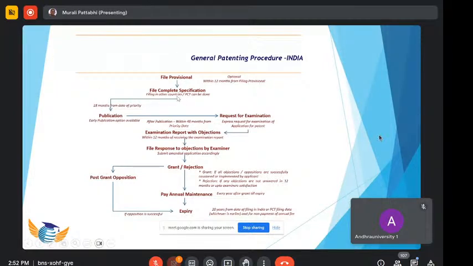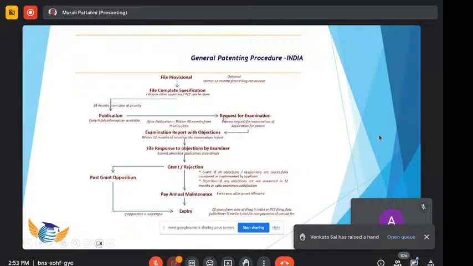And once you file a patent complete specification, within 18 months from the priority date, it will be published by default if you don't pay extra fees. If you pay extra fees, it will be published within 1 month from the date of paying your extra fees for expedited early publication. And within 48 months from the priority date, you need to file for request for examination. Only then will the patent office examine. Otherwise, it will be considered as abandoned after 48 months if you don't file for request for examination.